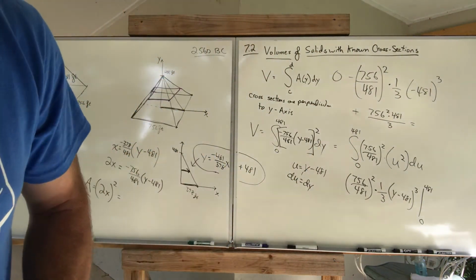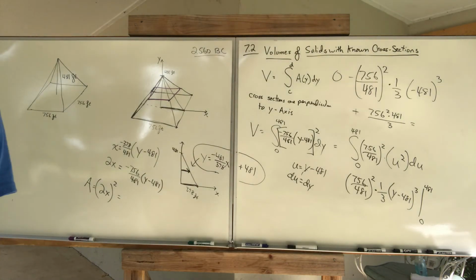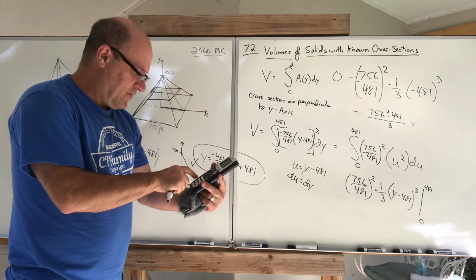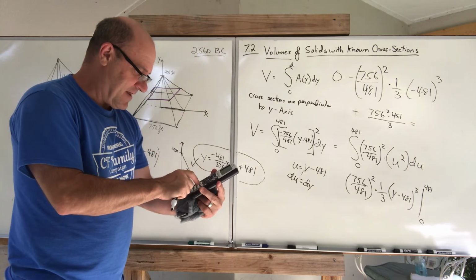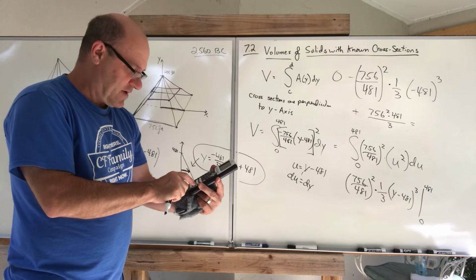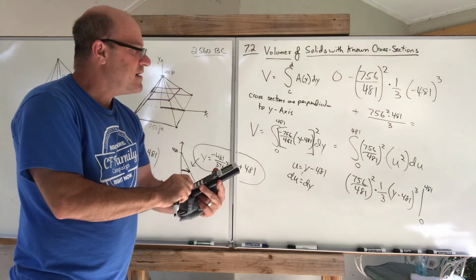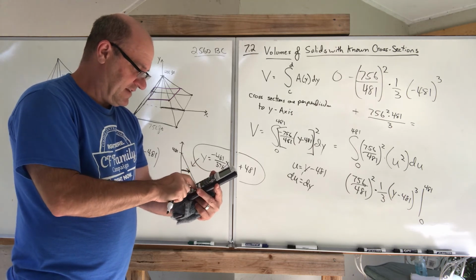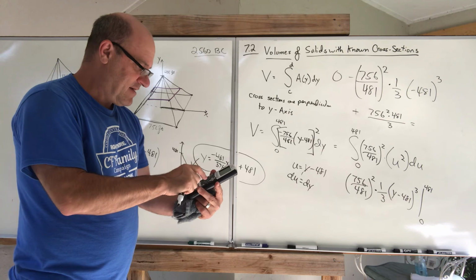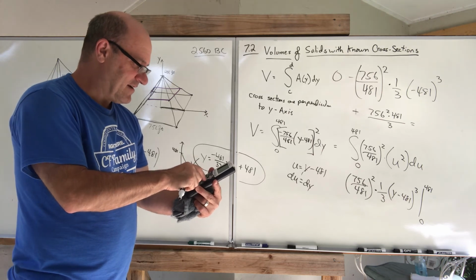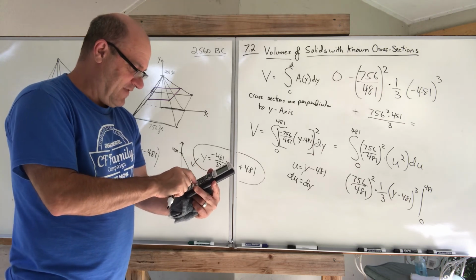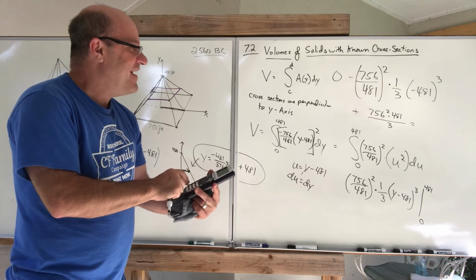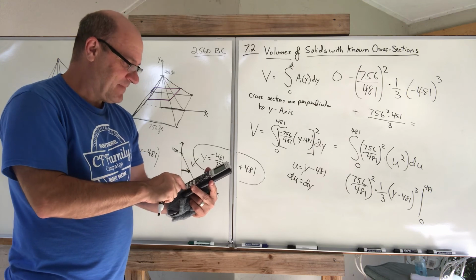Give me just a second. This is the volume of the Great Pyramid. They probably did this on purpose. No, I don't know. Probably not. 756 squared times 481 divided by 3. Sorry. 756 times 756 times 481 divided by 3.